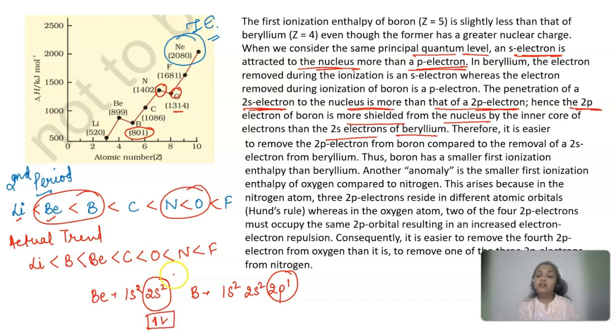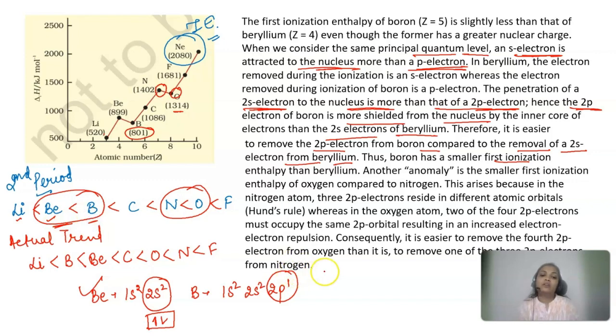So it is difficult to remove that electron from beryllium as compared to boron, because one, it is present in the 2s orbital, which is more penetrating towards the nucleus, okay, less shielded, whereas the 2p electron can be removed more easily than that 2s electron. So that is why it's easy to remove the 2p electron from boron as compared to the removal of the 2s electron from beryllium. So that is why boron has smaller first ionization enthalpy than beryllium. Okay, this is the first.